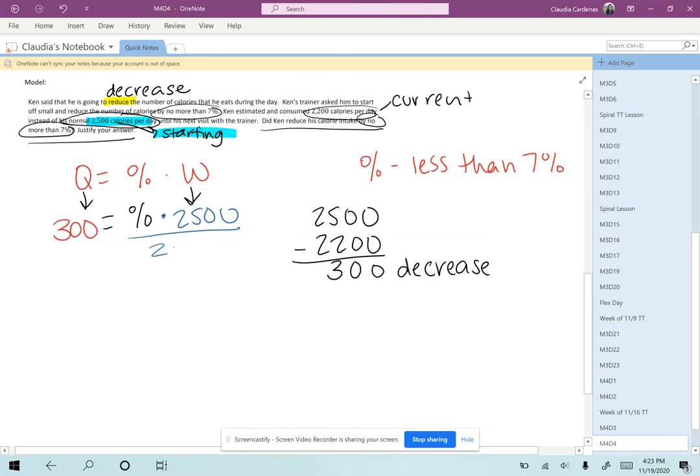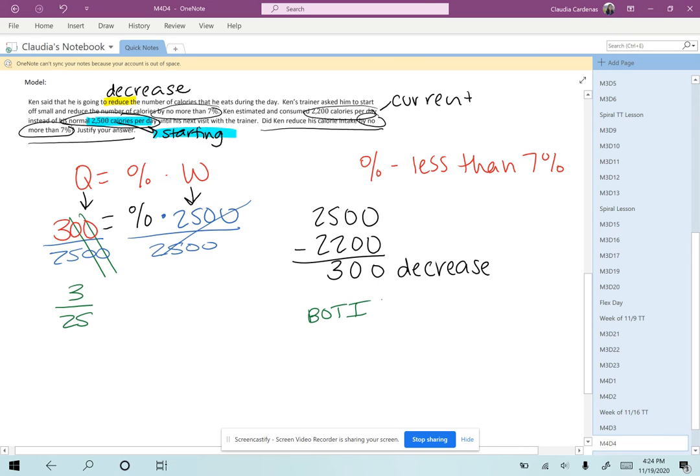So we know we have to work backwards and divide by 2,500. So I could go in and divide using bow tie, but I also know that I can simplify this fraction. So I see that there are 2 zeros on each. So I can cancel both of these zeros out, knowing that that is the same thing as dividing by 100, right, on the top and the bottom, to get a simplified fraction of 3/25.